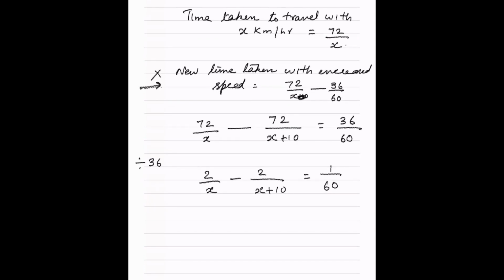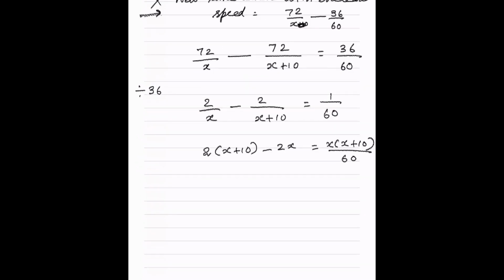Now let's do the cross multiplication. 2 into x plus 10 minus 2x is equal to x into x plus 10 divided by 60. So the denominator becomes x by x plus 10, which I am taking in the same step to the right hand side. Again, the 60 I have to move to the left hand side. So I can write it as 2x plus 20 minus 2x into 60 equal to x square plus 10x.